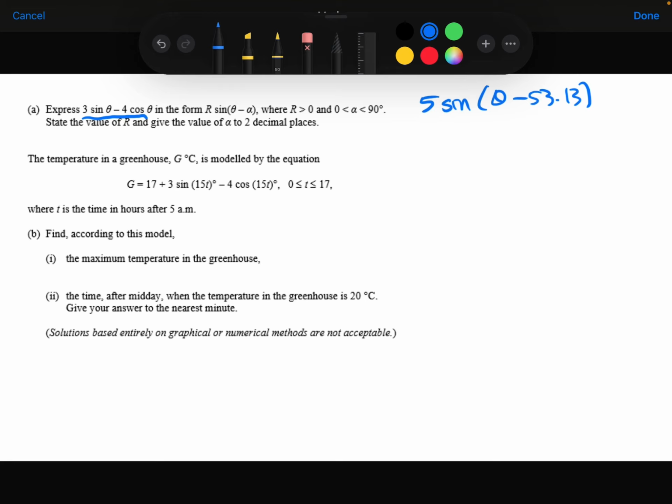Okay, we're then told that the temperature in a greenhouse, G degrees Celsius, is modelled by this equation. Now comparing that to what we just did, we've got the 17, which is new, but then we've got the 3 sin 15t − 4 cos 15t, which is exactly the same as what I did in part A. The only difference is we've got 15t instead of the θ. So that's allowing me to use my answer from part A to rewrite the model like that.